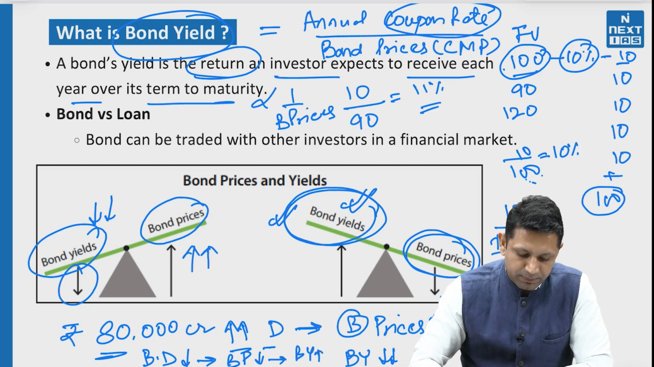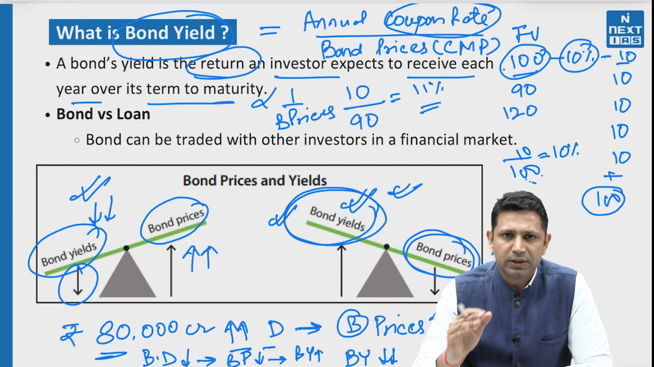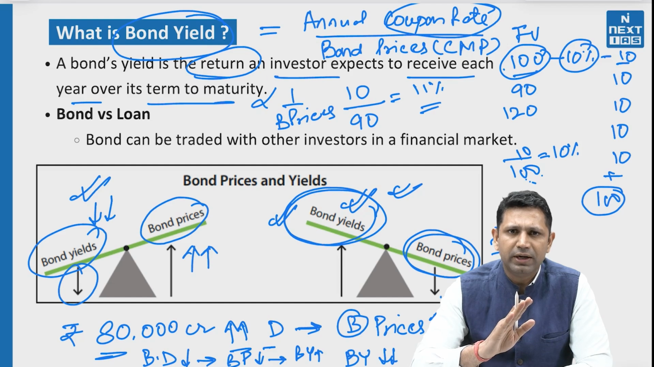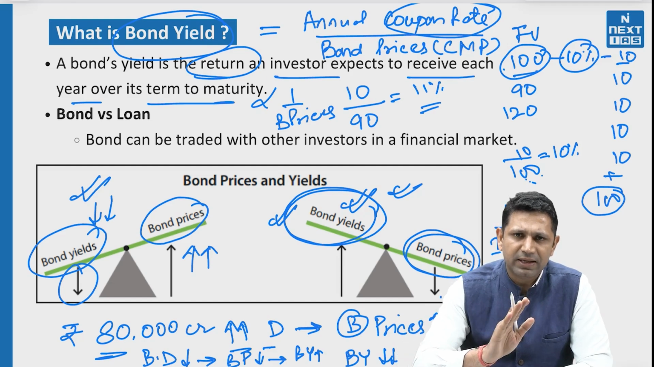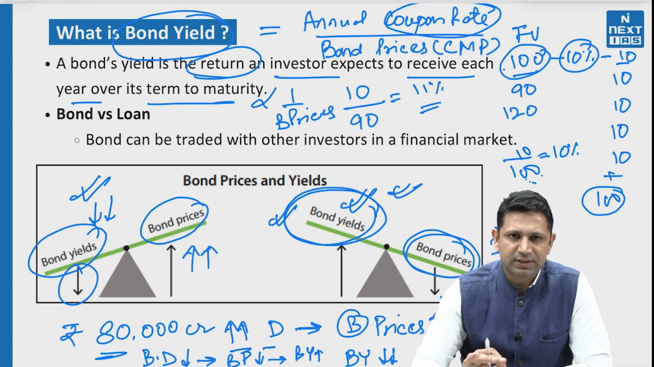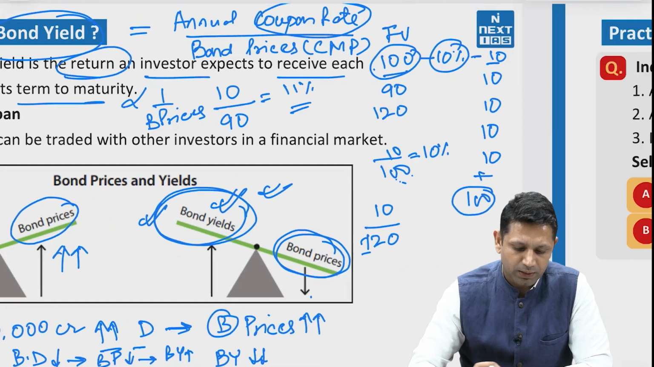So, you should remember this particular figure regarding the bond yields. It is a seesaw arrangement. If the bond prices increase, the bond yield decreases. If the bond prices are declining, the bond yield increases. That is the simple funda that you should be knowing.